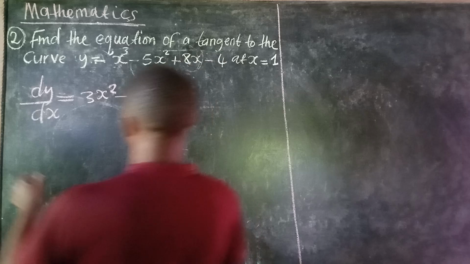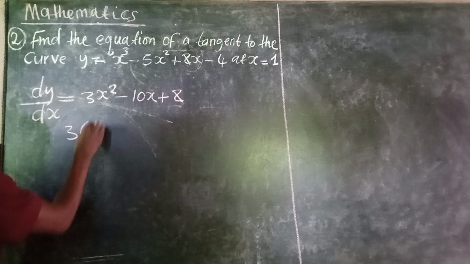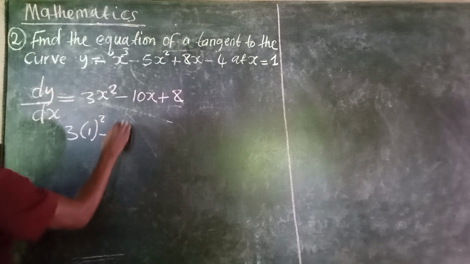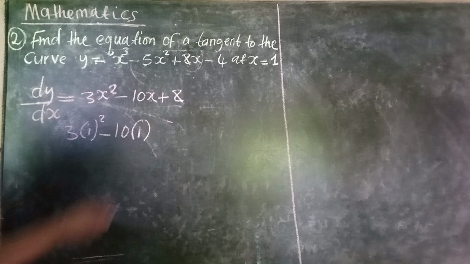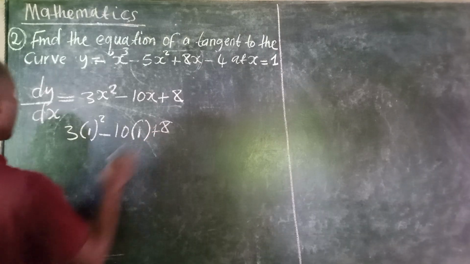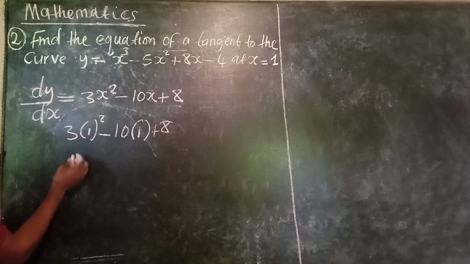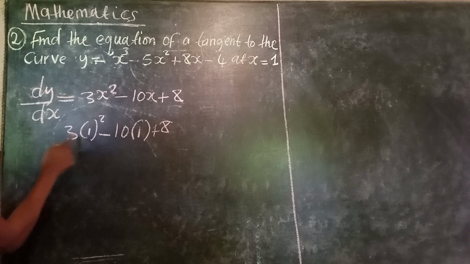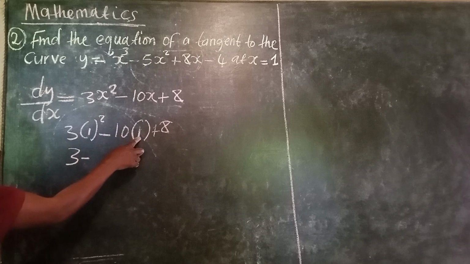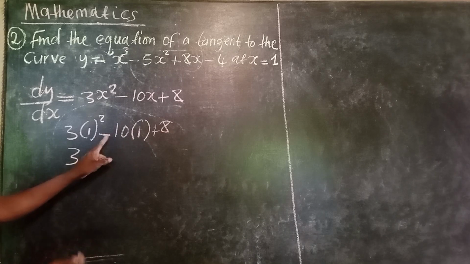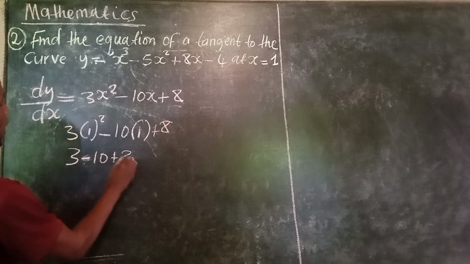So meaning we are going to say 3. Where there is x, we put 1. So 1 squared, then minus 10. Where there is x, we put 1, since they are saying at x is equal to 1. Then plus 8. When you simplify this, 1 squared is 1. 1 times 3, 3. Minus 10 times 1, or here before you write minus, you say negative 10 times 1 is negative 10. Plus 8.